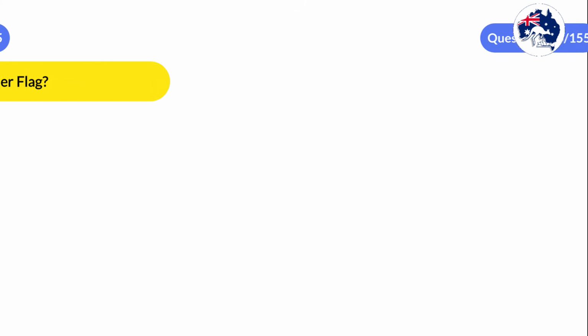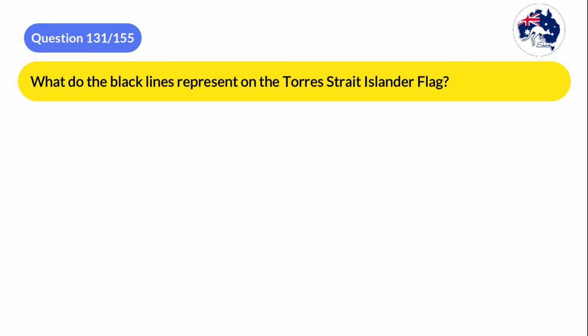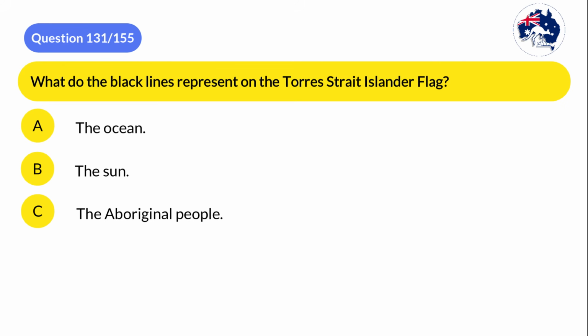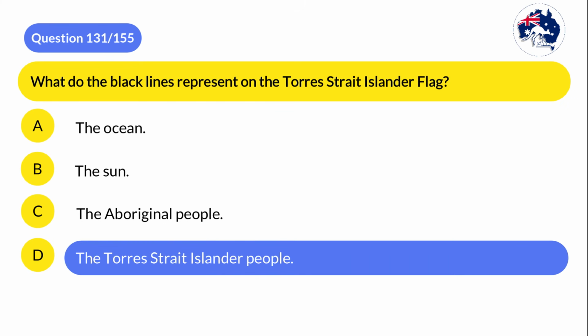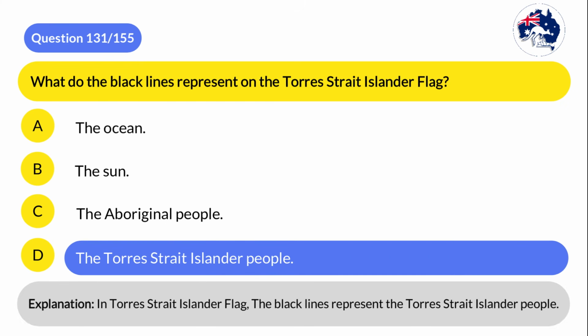Question 131. What do the black lines represent on the Torres Strait Islander flag? A. The ocean. B. The sun. C. The Aboriginal people. D. The Torres Strait Islander people. The correct answer is D. The Torres Strait Islander people. Explanation: in Torres Strait Islander flag, the black lines represent the Torres Strait Islander people.